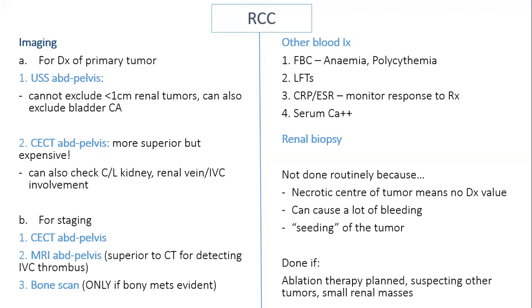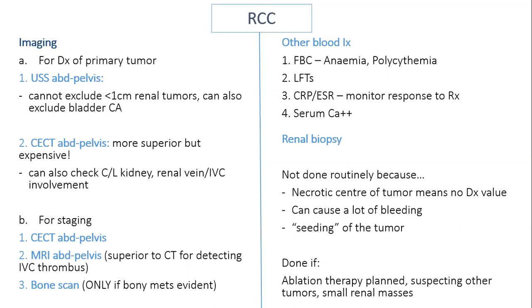Then you do the blood investigation. So here, this is to exclude other paraneoplastic features like full blood count for anemia, polycythemia, the liver function test, again, because the liver can get impaired in metastatic features and stuff. And then these CRP and ESR, they have found that you can actually use this as a prognostic marker, but it's not really proven. You can always mention you use it to respond to therapy later on. And finally, serum calcium, because it can cause hypercalcemia as one of the paraneoplastic features in renal cell carcinoma.